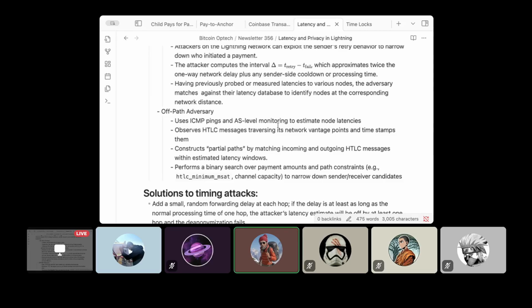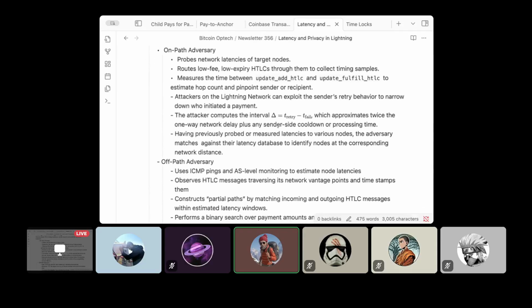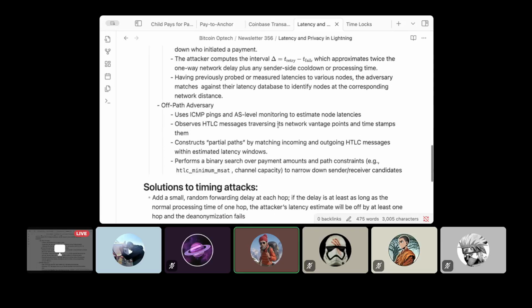If you look at the two methods, on-path adversaries are typically more effective in de-anonymizing the sender or the receiver than off-path adversaries. But being an on-path adversary means you are also committing to the network, and you have to put some money on the table in order to gain good connections within the Lightning network.